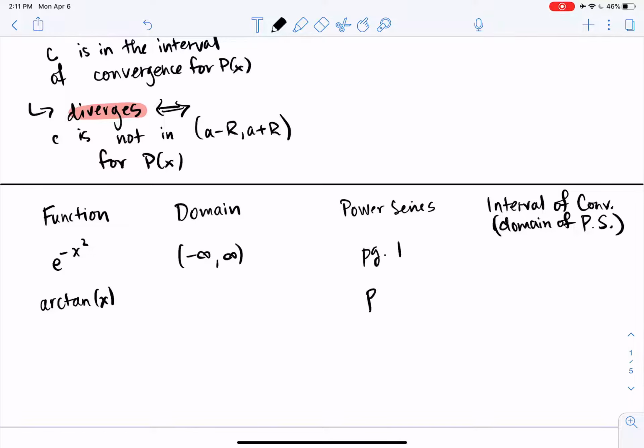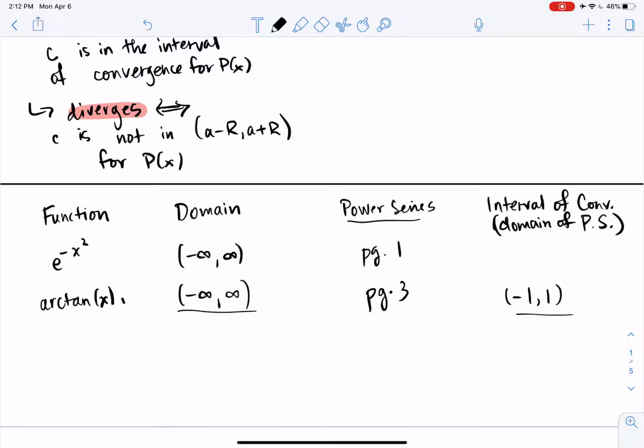I believe this comes up on page 3. Well, what's the domain of arctan of x? The domain is everything, because the range of tangent is everything. So arctan has domain all real numbers. However, the power series that we're going to build for arctan is only valid between -1 and 1. And so these two intervals are not the same. And I just want to really drive that home, that the domain of your function is not the same as the interval of convergence for the power series that you identify with the function. All right, so that was my big spiel.